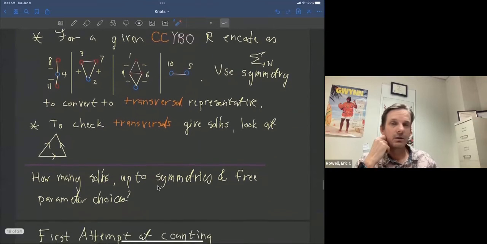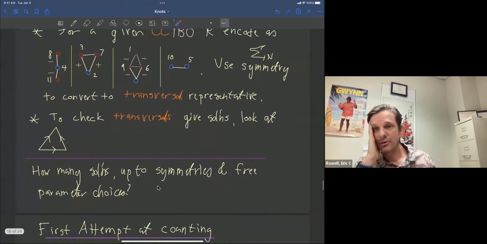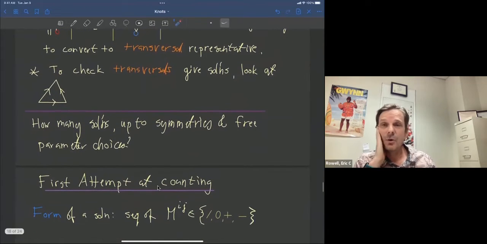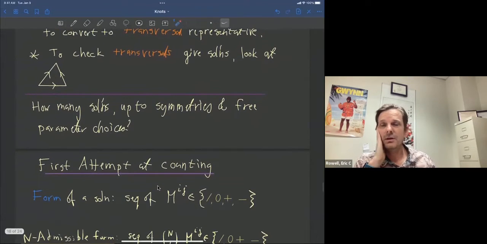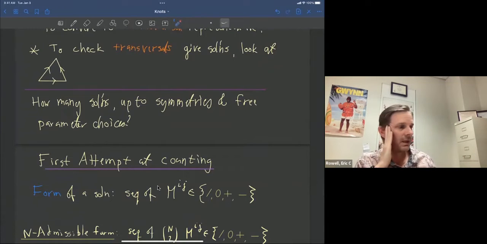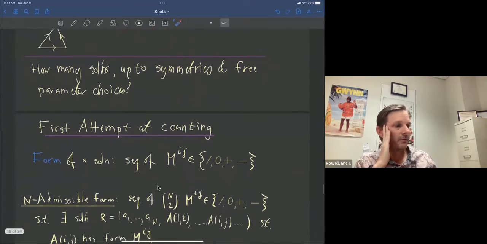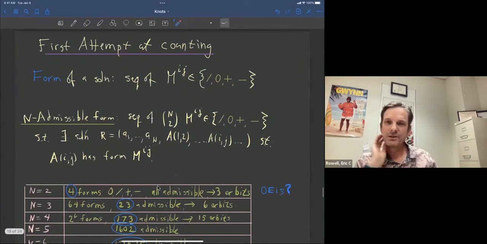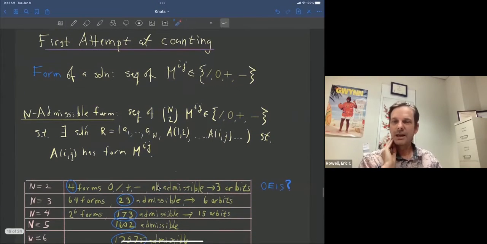Okay, so it might look like, how useful is this? But in fact, it is. We can actually give quite a reasonable count on how many solutions there are, of course, up to parameter choices. So maybe the first attempt at counting brings us into some interesting area of combinatorics.